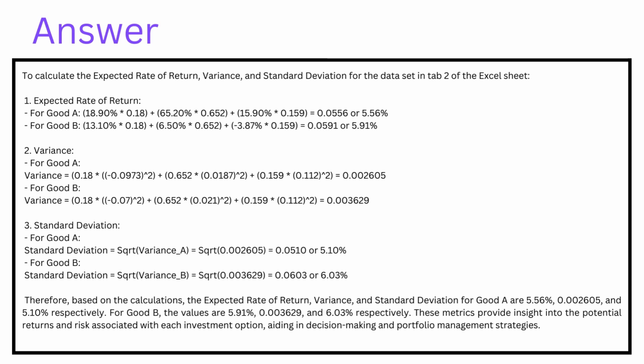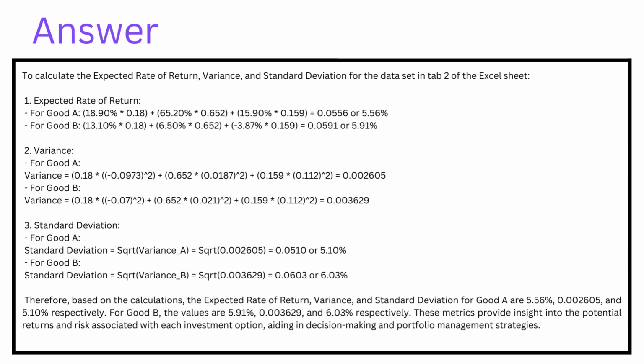Number 1, expected rate of return. For Good A: 18.90% times 0.18, plus 65.20% times 0.652, plus 15.90% times 0.159, equals 0.0556 or 5.56%. For Good B: 13.10% times 0.18, plus 6.50% times 0.652, plus minus 3.87% times 0.159, equals 0.0591 or 5.91%.